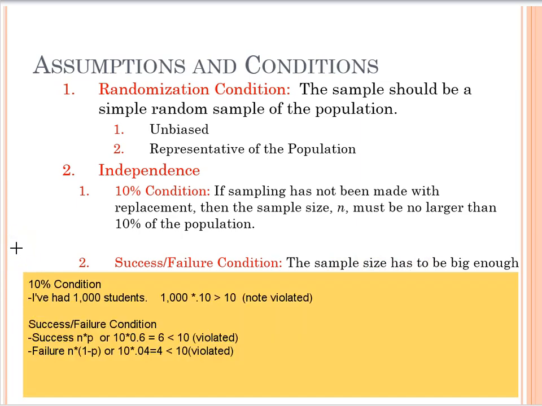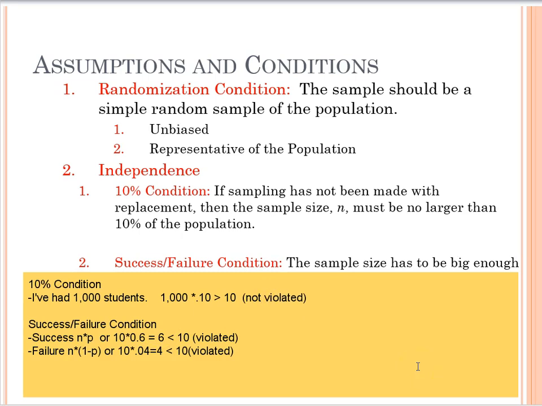So let me show you quickly how we could test these conditions given a sample. So let's say, based on past experience, I found that 60% of my students believe in ghosts. Now, I've had about 1,000 students in the past, and so that's my population that I'm referring to, those 1,000 students that I've taught. I randomly sample 10 students from the fall of 2016, and I can test then the 10% condition and the success-failure condition to see whether or not either of those are violated.